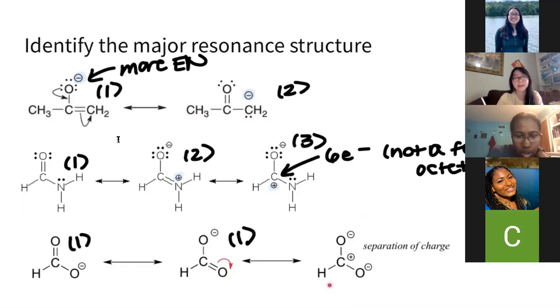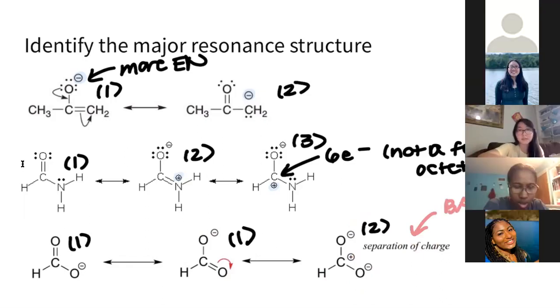You can guess that this guy has to be the minor one, but you can also look at the charges here. Remember, this is 3 charges versus 1 charge and 1 charge. Even though the overall formal charge is the same, having more charges is a little bit less stable. So I'm going to say this is 2. Remember, separation of charge is bad.